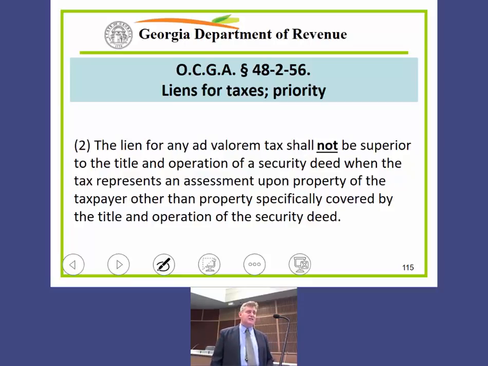However, if the taxpayer has a condominium in Tybee Island or a tractor also, we'll get to that, but the holder of the security deed of the condo in Tybee Island, his interest in the taxpayer's Tybee condominium is going to be superior to your tax lien if your tax lien is on the taxpayer's residence in Albany. Does everybody follow my logic? But that's what this code section's trying to spell out.